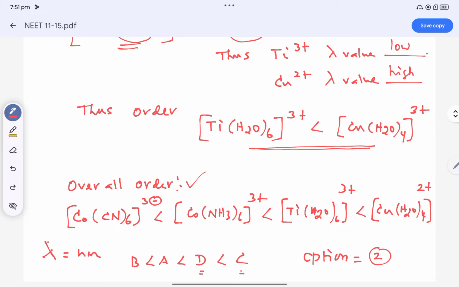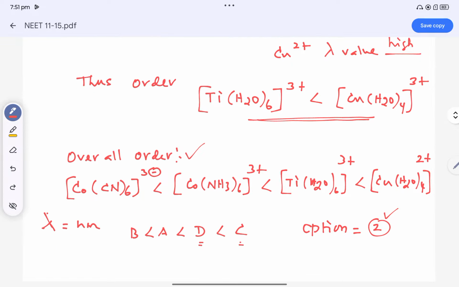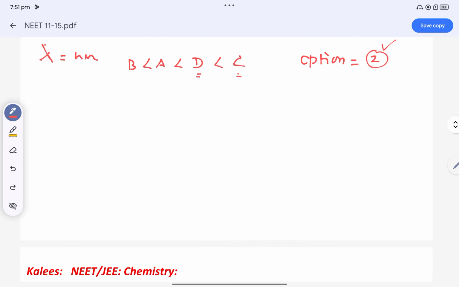So it is denoted as option 2. Option 2 will be the correct answer. Got it? Okay, my dear students. Next question, we go to the next question.